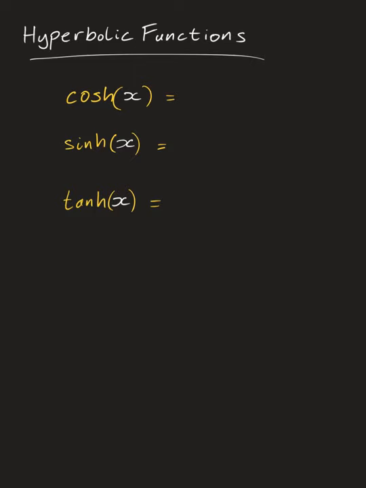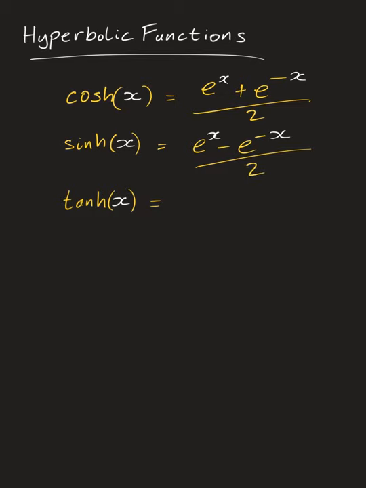So we'll define the hyperbolic cosine function, or cosh, as e to the power of x plus e to the power of minus x, divided by 2. That's just a definition for the moment. Hyperbolic sine is going to be e to the power of x minus e to the power of minus x, also divided by 2.